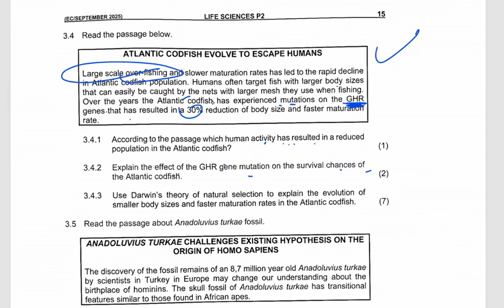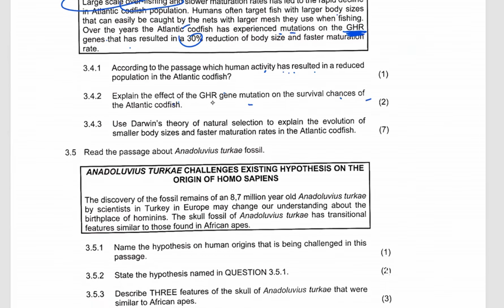So if the size is reduced, it means that the fish could be a little bit faster and increase their chances of survival, meaning that they are able to move very fast. They are swiftly moving, and they are able to hide from the predators or from the hunters so that their population can increase.